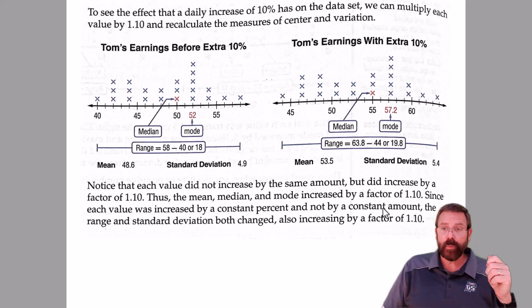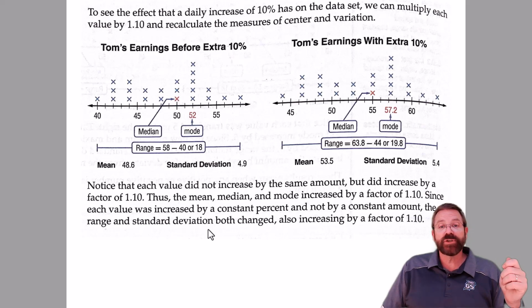Since each value was increased by a constant percent and not a constant amount, your range and your standard deviation change, also increasing by a factor of 1.1. So if we take the range of 18 and multiply it by 1.1, that should give us 19.8. If we take the standard deviation of 4.9 and multiply that by 1.1, that's going to give us 5.4.